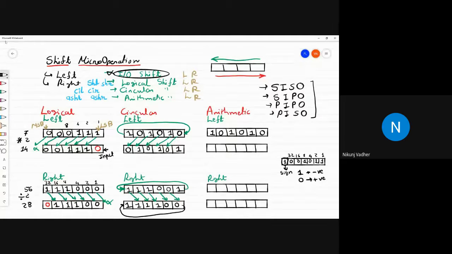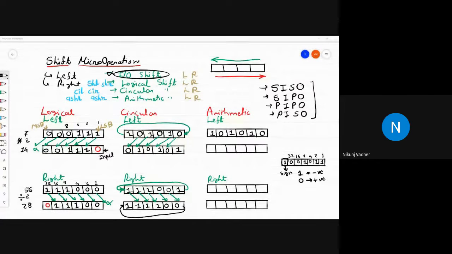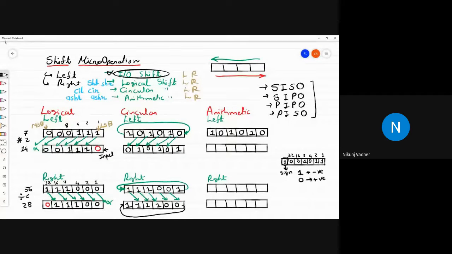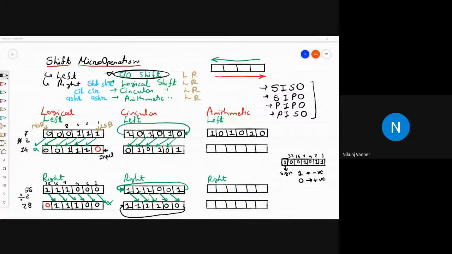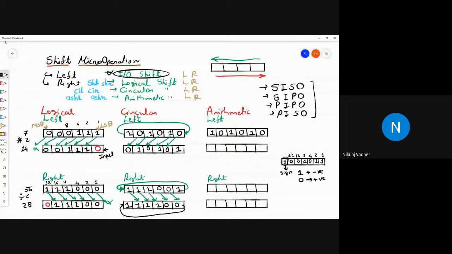Now, can anyone tell me whether this number is positive or negative? Okay, it is negative, not positive. Why? Because the most significant bit is 1. So 1 means negative and 0 means positive. So this is not positive, but this is negative.